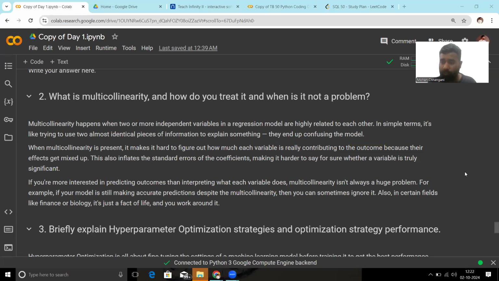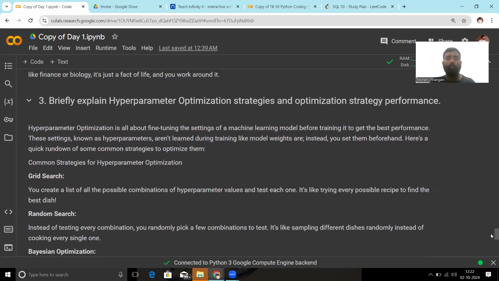So our third question is: a brief explanation of hyperparameter optimization and the optimization strategies to perform. Okay, so we're talking about hyperparameter optimization. Hyperparameter optimization is all about fine tuning the settings of a machine learning model before training it, to get the best performance.